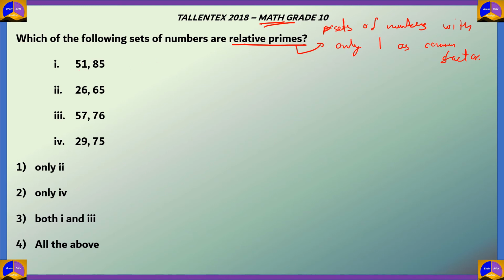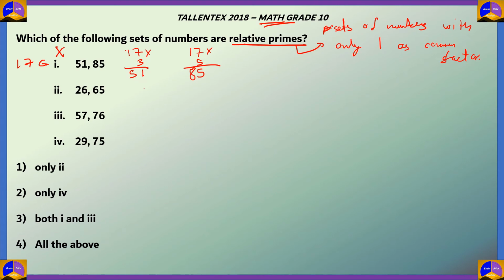Now, set 1 says 51 and 85. If you were to take 17 times 3, 7 3s are 21, 10 3s are 30, so 30 plus 20 gives you 50, so 51. So 51 has 17 as a factor. Now, what about 17 times 5? Well, 7 times 5 is 35. 50 plus 30 gives you 80, so 85. So as you can see, set 1 has 17 as a common factor. So that means this is not a relative prime.